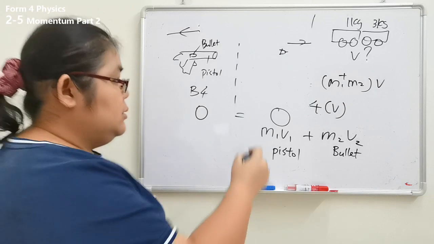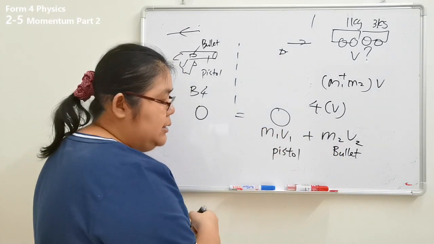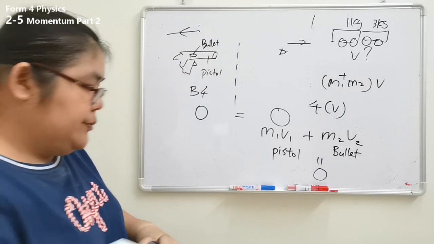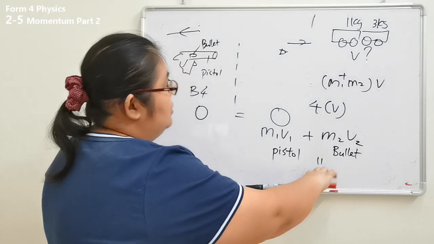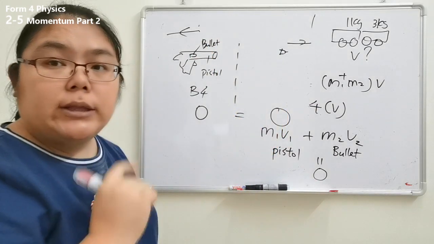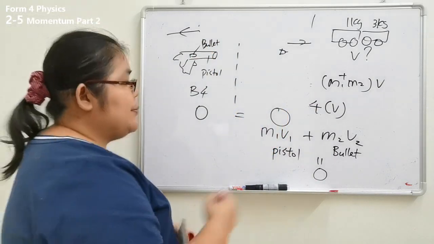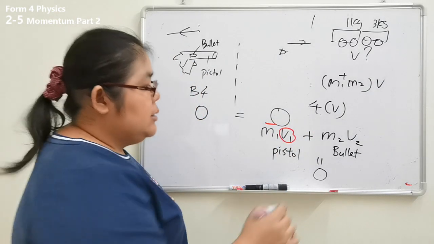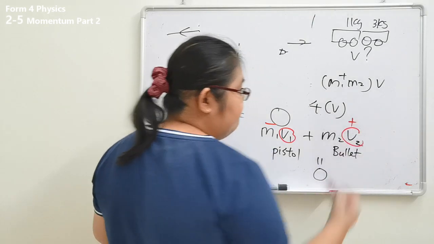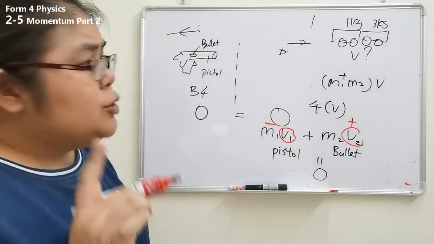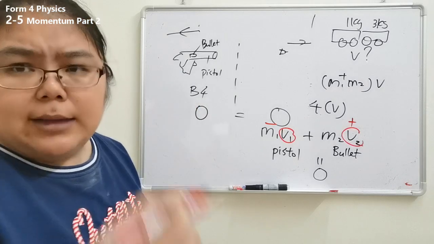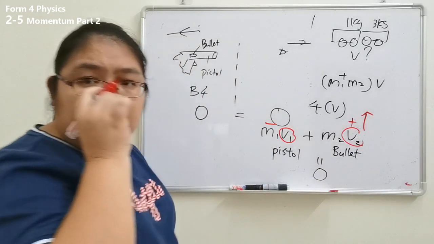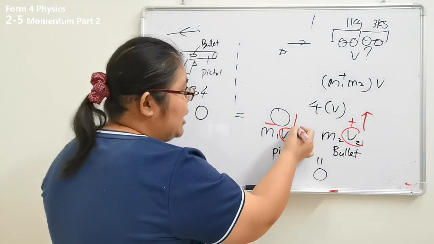Okay. These two plus together must equal 0. Why does it become 0? You see, the bullet and the pistol must move in opposite directions, yes or no? For example, I take this one as the opposite direction. This one, V1, is negative. This one, V2, is positive. Which one will go faster? Sure, the bullet. The bullet's mass is very light, but it goes very fast. So V2 is surely higher. Agree? Then V1 is surely lower.